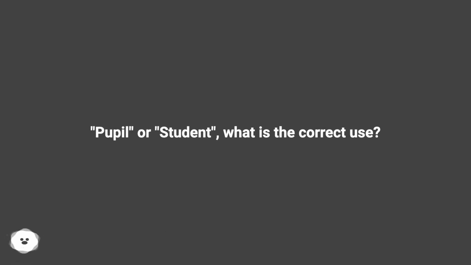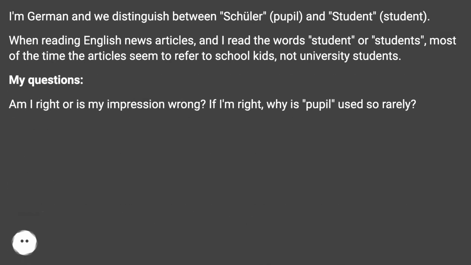Pupil or student, what is the correct use? I'm German and we distinguish between Schüler, pupil, and student, student. When reading English news articles, and I read the word student or students, most of the time the articles seem to refer to school kids, not university students. My questions. Am I right or is my impression wrong? If I'm right, why is pupil used so rarely?